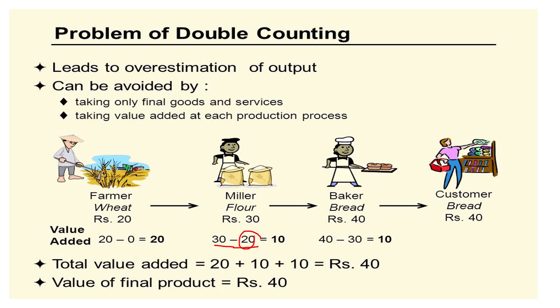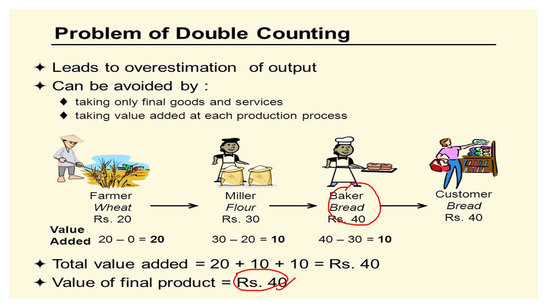Similarly, in the final good bread, the value of bread is 40, which already includes the value of wheat as well as flour. So to overcome this problem, what can be done? First, we can only consider the value of final good, and in this case it is bread. And we know that the value of bread already includes the value of wheat and flour. So your answer will be how many goods and services are produced in an economy. You can say the value is rupees 40.